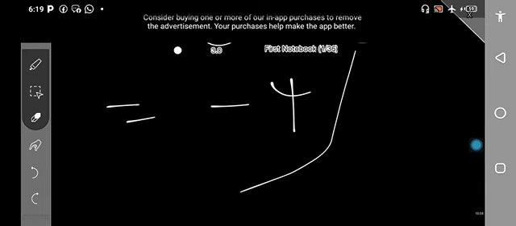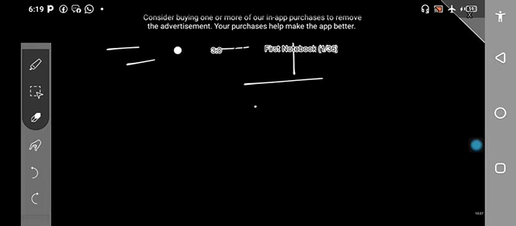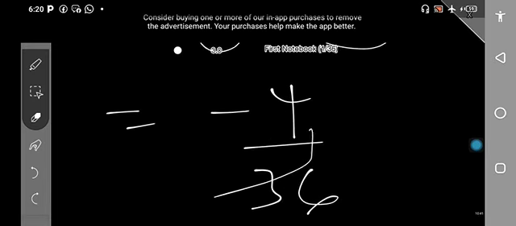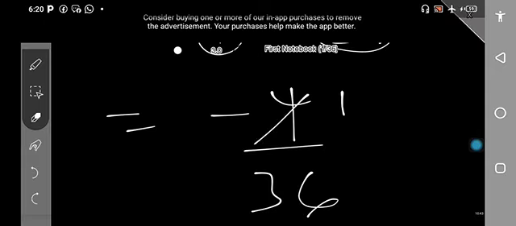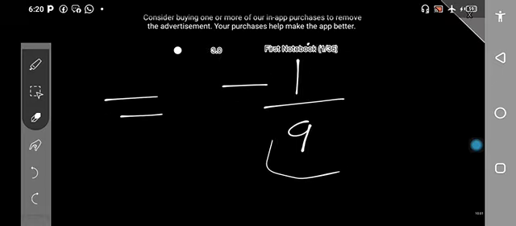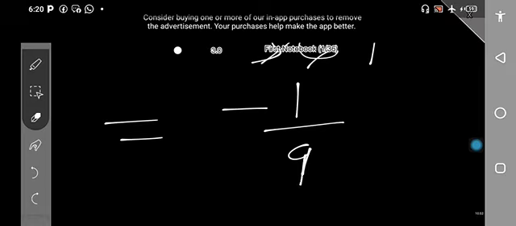Now can we still break this down? Yes, you can still break it down. So 4 here gives 1 and 4 here gives 9. So this gives minus 1 over 9 as our final answer. So we have minus 1 over 9 as the final answer to that. And let's look at the fourth example, which will be the last example.